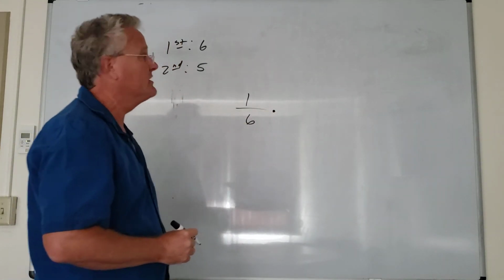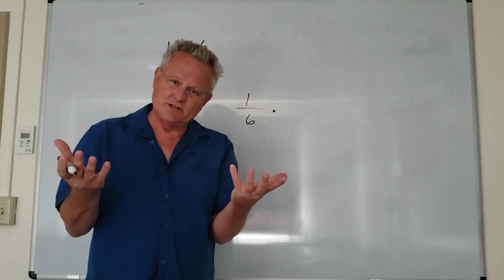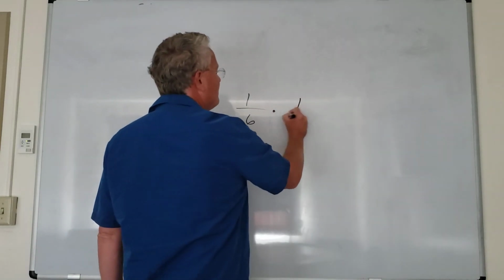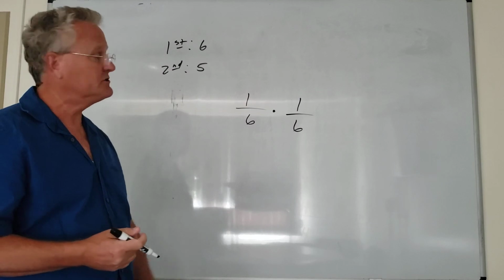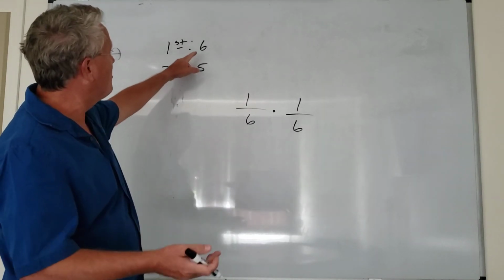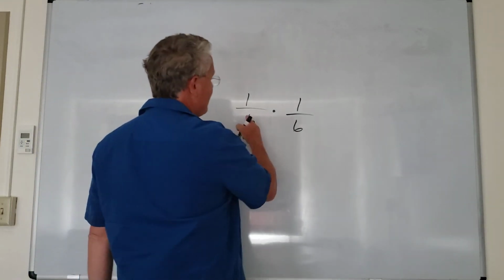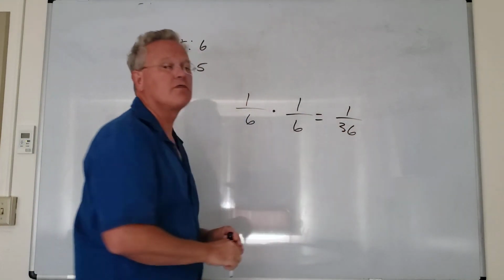Times the probability the second one is a 5. Well, out of the 6 possible outcomes, 1 through 6, one of them is a 5. So the probability of getting a 5 when we roll a die is 1 out of 6. So the probability, rolling 2 dice, that the first one is a 6 and the second one is a 5 is 1 over 6 times 1 over 6, which is 1 over 36.